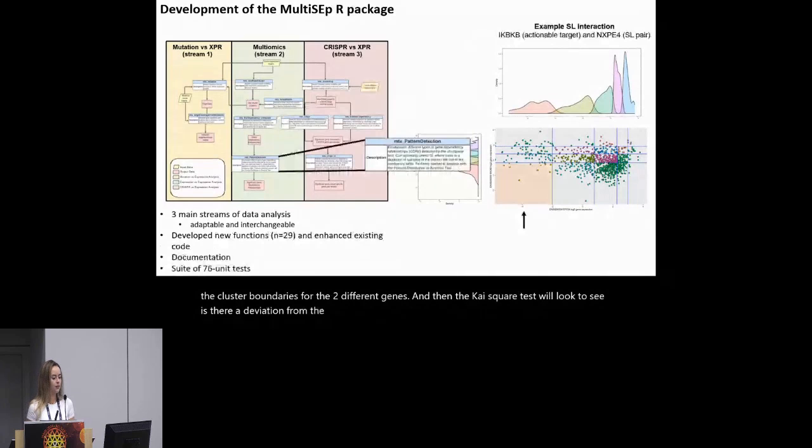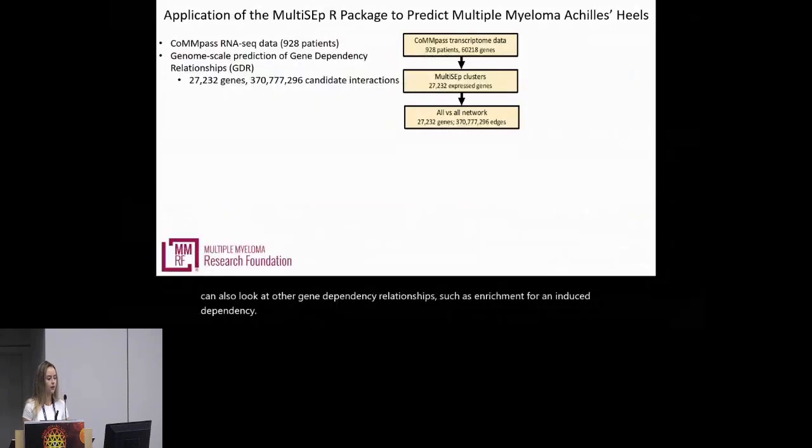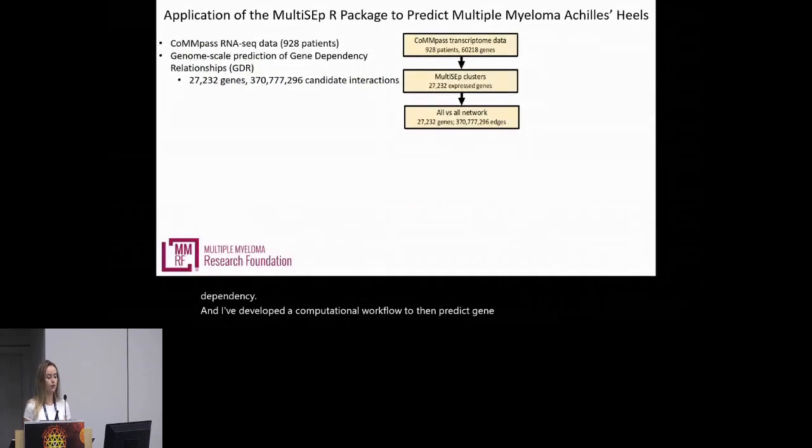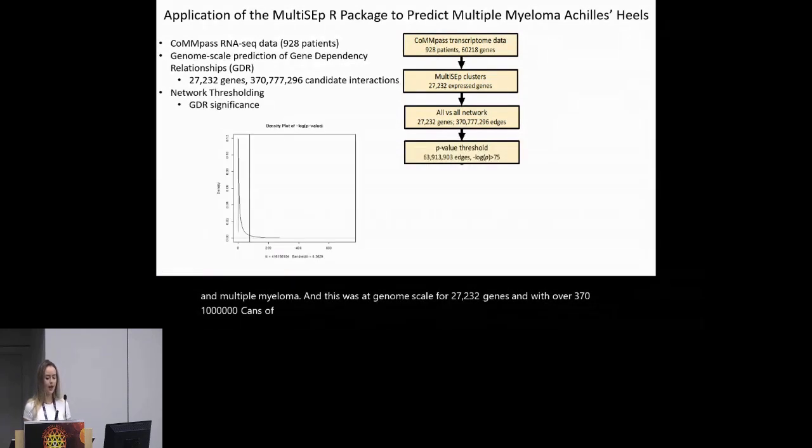And then the next step is to detect if there are synthetic lethal patterns. But this function can also look at other gene dependency relationships, such as enrichment for an induced dependency. And I've developed a computational workflow to then predict gene dependency relationships in multiple myeloma. And this was at genome scale for 27,232 genes and with over 370 million candidate interactions. And then we applied network thresholding.